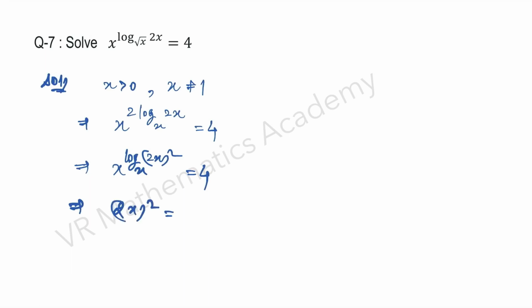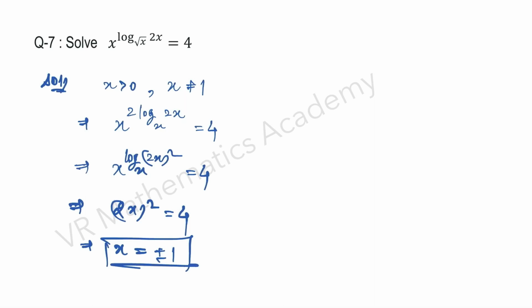So we find that it will be x raised to the power twice of log 2x base x will be equal to 4. Now this 2 we will take as a power, so it will be x raised to the power log 2x whole square base x will be equal to 4, and by the law it can be written as (2x) whole square is equal to 4, implies that x should be equal to plus minus 1.